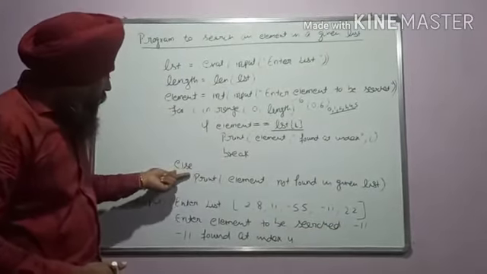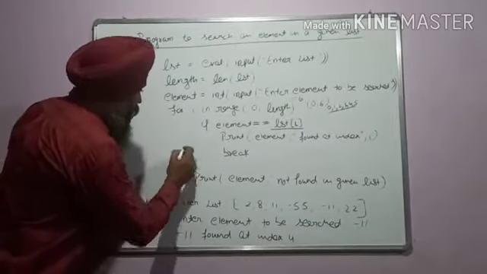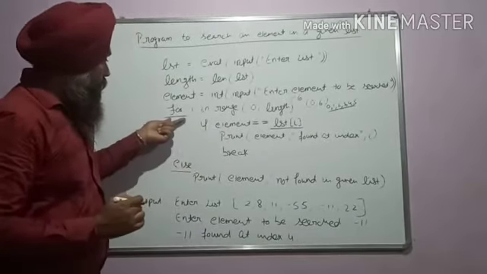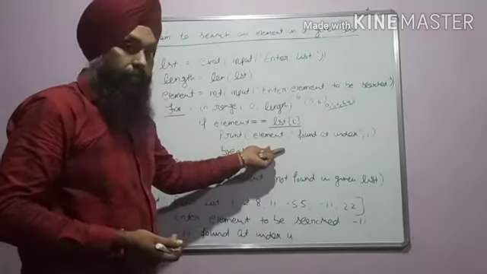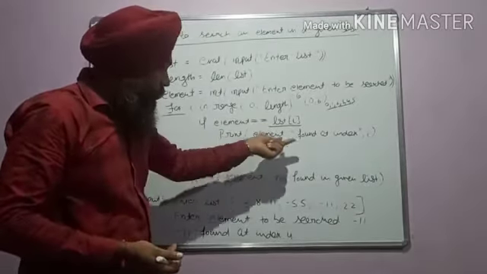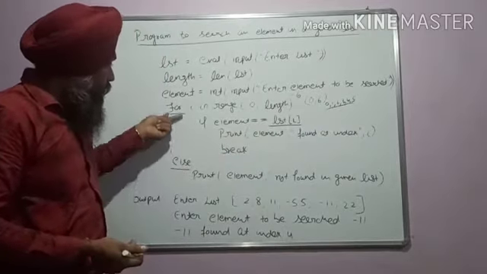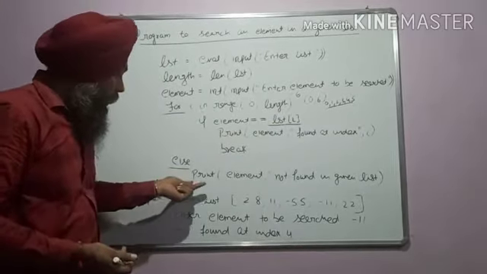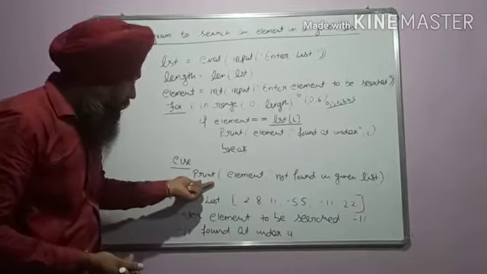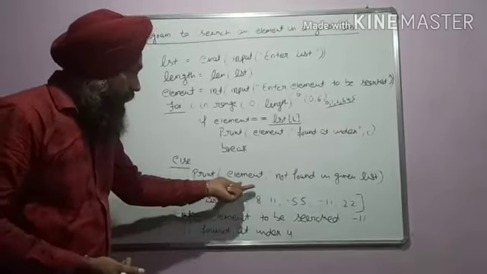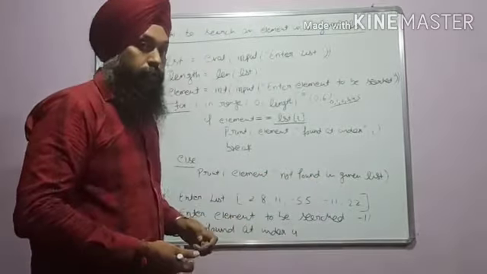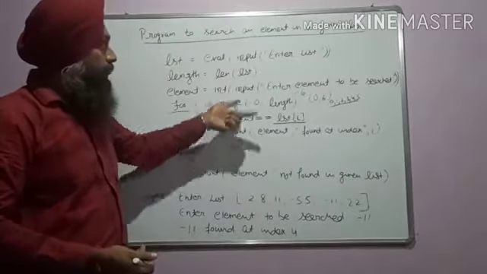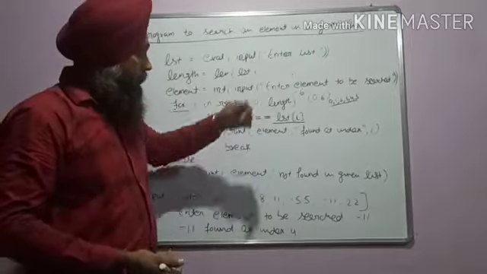Here we have the else part of the for loop. Suppose we did not find the element in this for loop, then the else part of the for loop will execute, and here is a print statement which will tell us that the element is not found in the list. So in this way we can find any element from the given list.